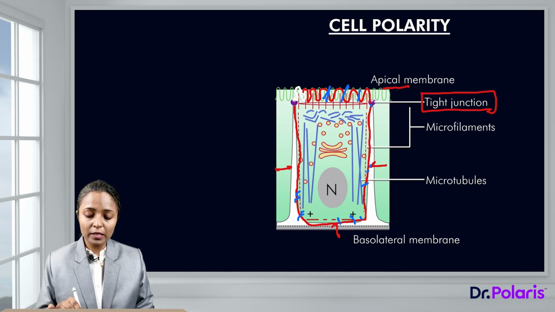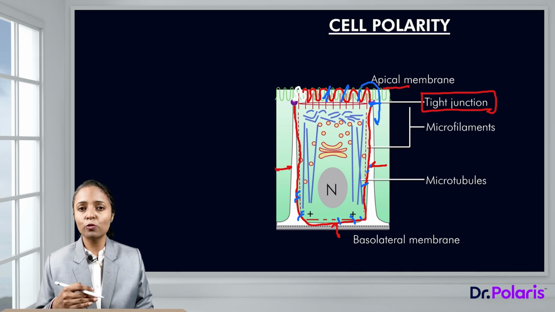And because of these tight junctions, these proteins cannot move, right? So it is separating the apical compartment from the basolateral compartment. And it is because of this polarity that cells can perform their functions properly.